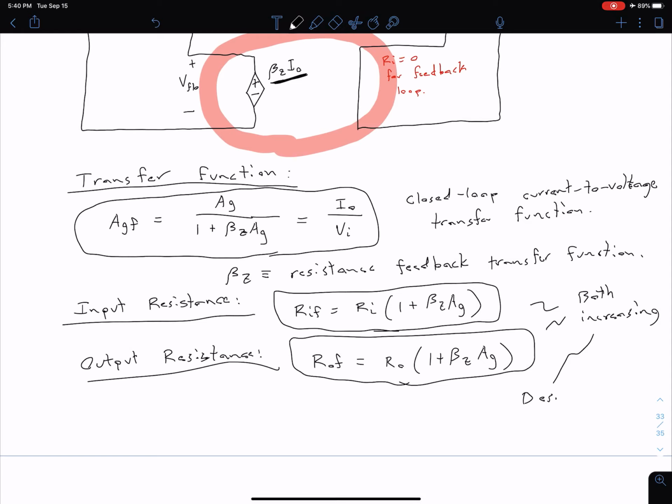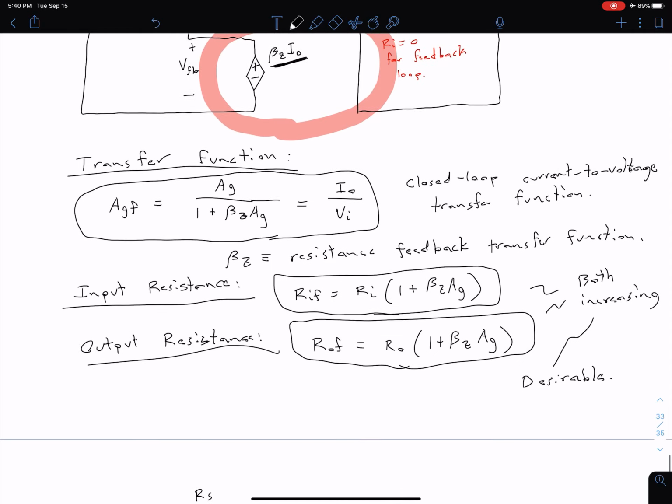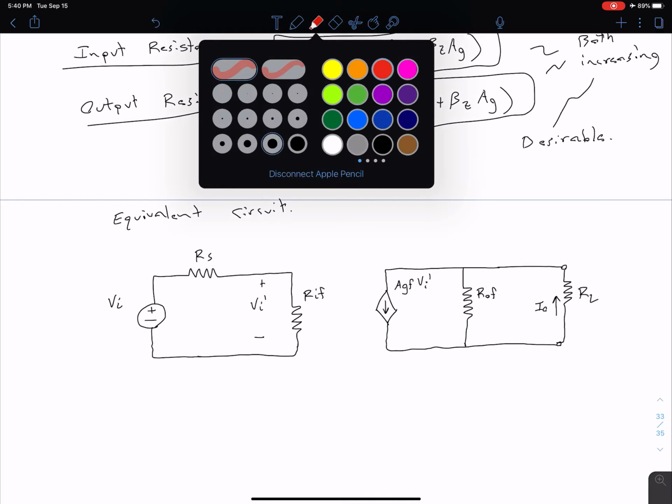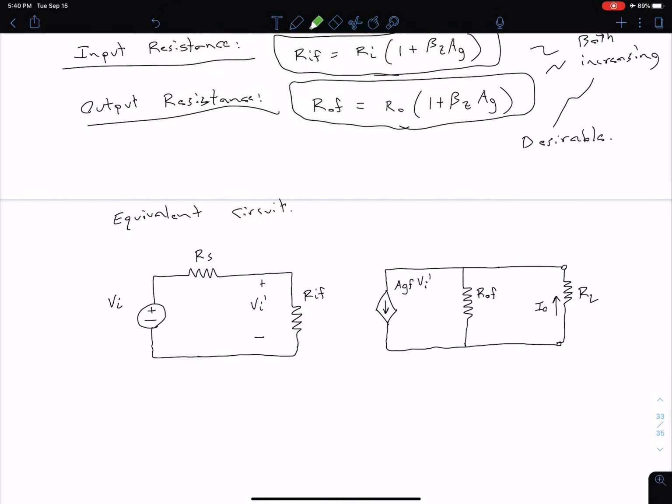And in order to see that more clearly, we can look at our equivalent circuit. So here's our equivalent circuit. And so just like before, we can highlight an area that represents our amplifier. So we have this input resistance to our network with feedback, our transfer function multiplied by that input, and then our output resistance of the network with feedback as well.